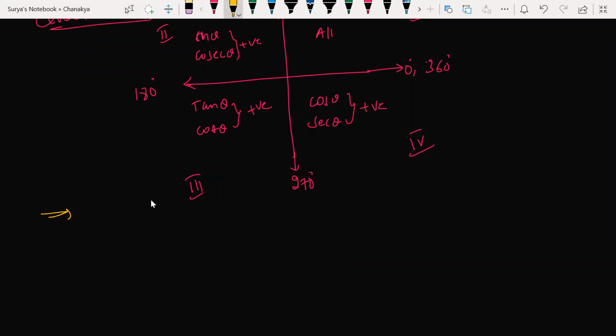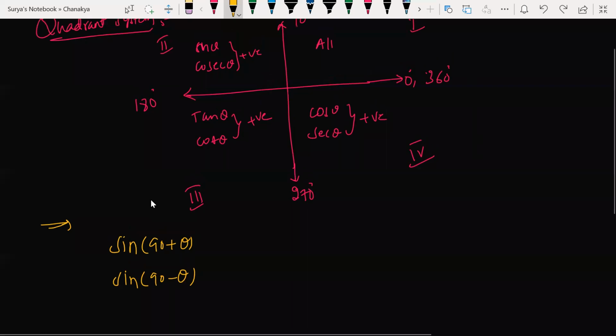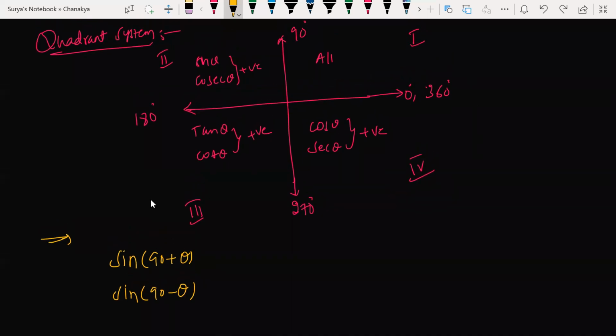if I give you something like sine of 90 plus theta, or sine of 90 minus theta, you need to remember which quadrant 90 plus theta is. 90 plus theta, which quadrant? Second quadrant. So in the second quadrant, how will the sine function be? The function is positive. So the answer is going to come as positive.